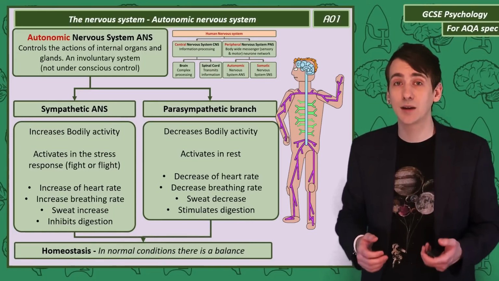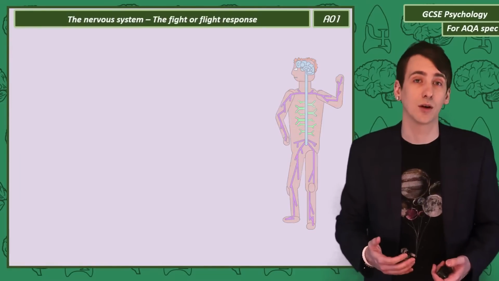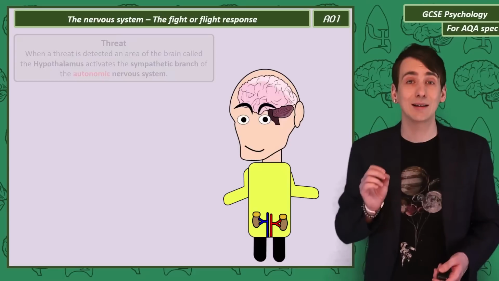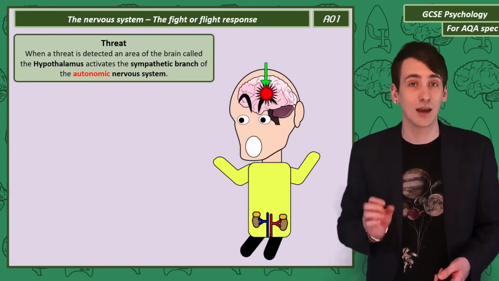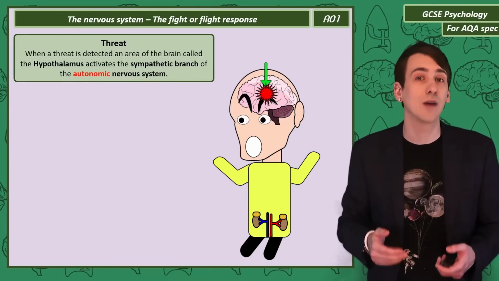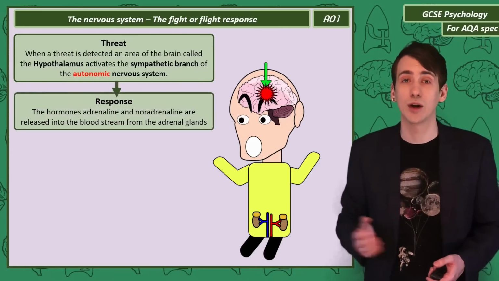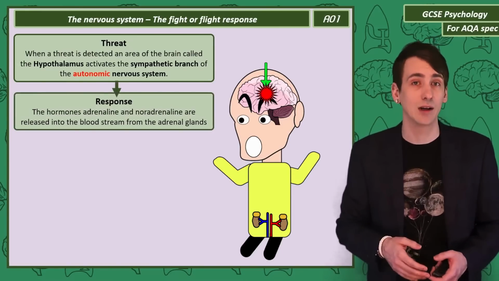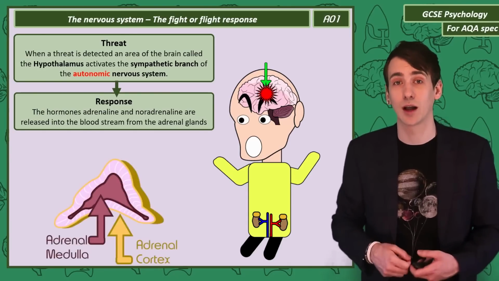But as I said, the sympathetic branch activates in the fight or flight response, and that's something we need to focus on. So, the brain detects a threat. An area of the brain called the hypothalamus is the area that decides that a threat has been detected, and it will trigger the sympathetic branch of the ANS. That will cause a hormonal response with adrenaline and noradrenaline released into the bloodstream from a gland just above your kidneys called the adrenal glands.